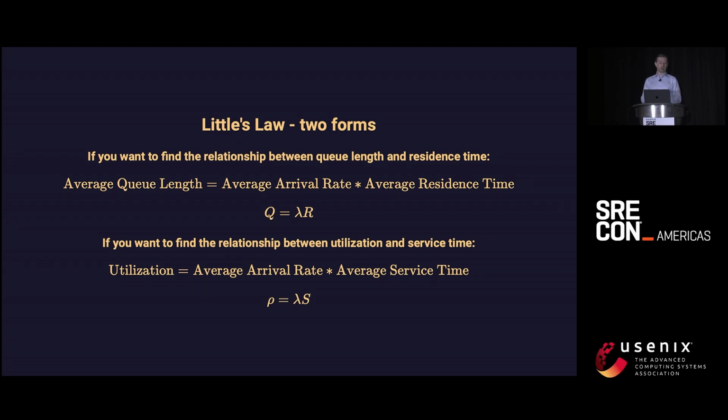The second version is that utilization is equal to the average arrival rate times average service time. So if you know the utilization of a system is 50%, or 0.5, and the arrival rate's 10 per second, the average service time must be 0.05 seconds.